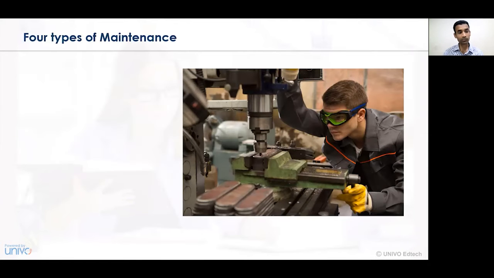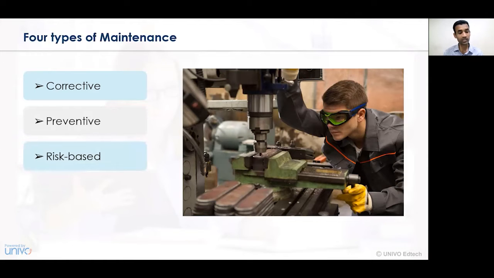Now let's understand the four major types of maintenance activities that are undertaken. The first type of repair capability, or maintenance, is corrective maintenance. The second is preventive maintenance. The third is risk-based maintenance. And the fourth is condition-based maintenance.